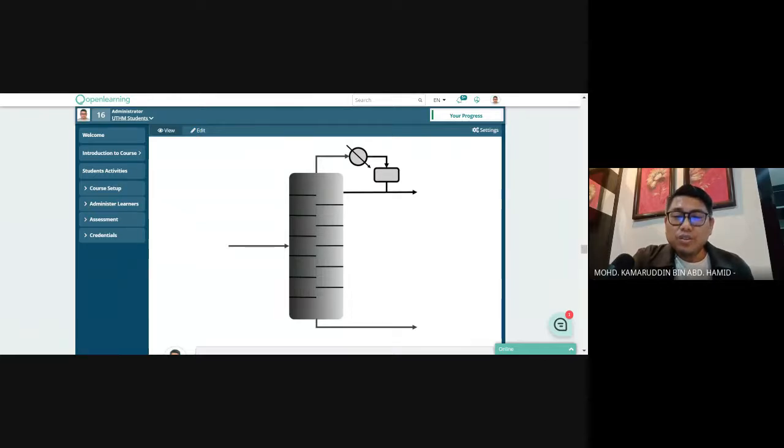What is the meaning of non-condensable gas? Okay, it's a gas that you cannot make it liquid. You cannot condense it at atmospheric condition. Betul. You cannot make it a liquid, although at a very extreme low pressure condition, memang tak boleh dapat.